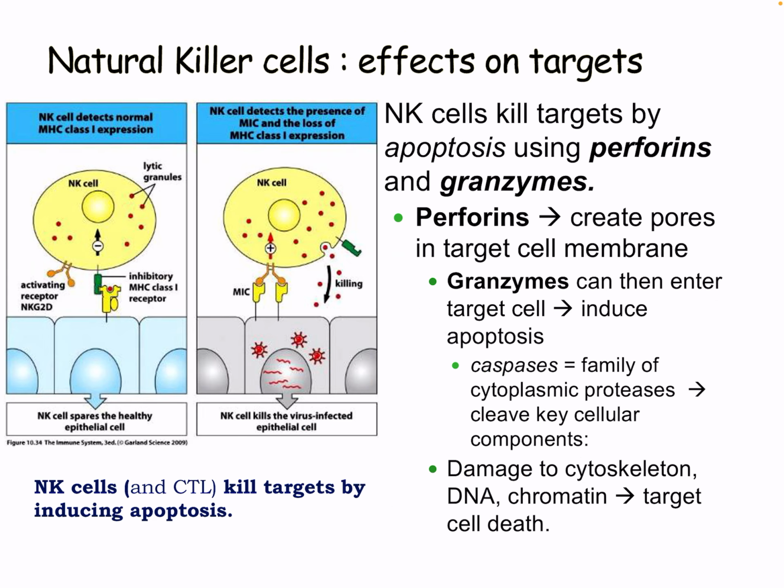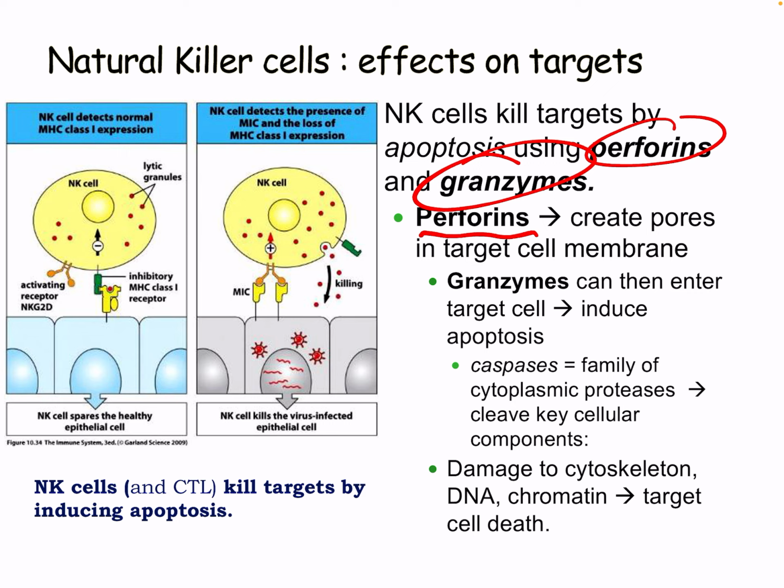So again, what do NK cells do to their target? They kill these target cells through apoptosis using their perforins and granzymes. Perforins create pores in the target cell membrane, which kind of makes sense given their name, while granzymes can enter the target cell and induce apoptosis.